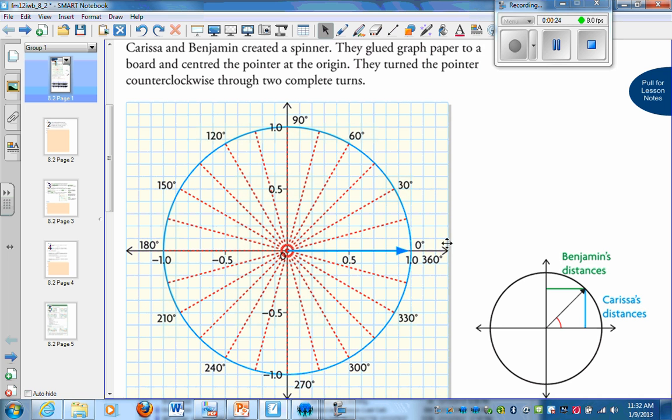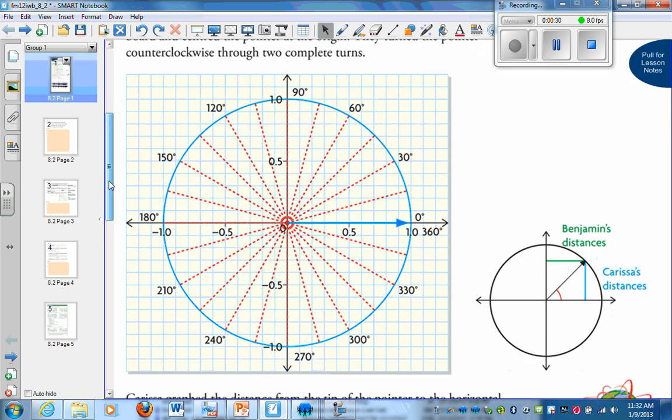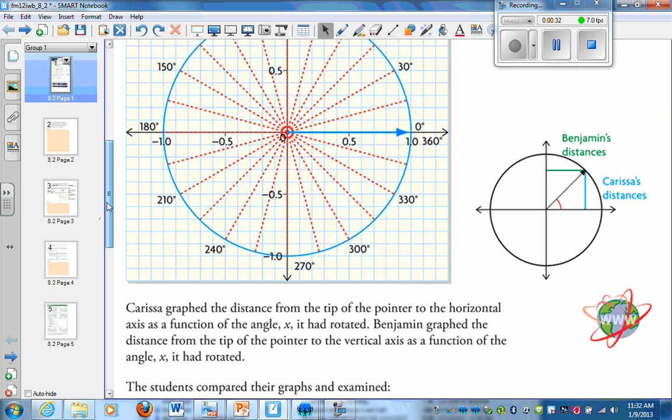They turned the pointer counterclockwise, so they went this way through 2 complete turns. They went around twice. Okay, Carissa graphed the distance from the tip of the pointer to the horizontal axis. So she did this distance here. So in other words, that looks like y, and Ben did the x distance. So what we're going to do is compare their graphs.